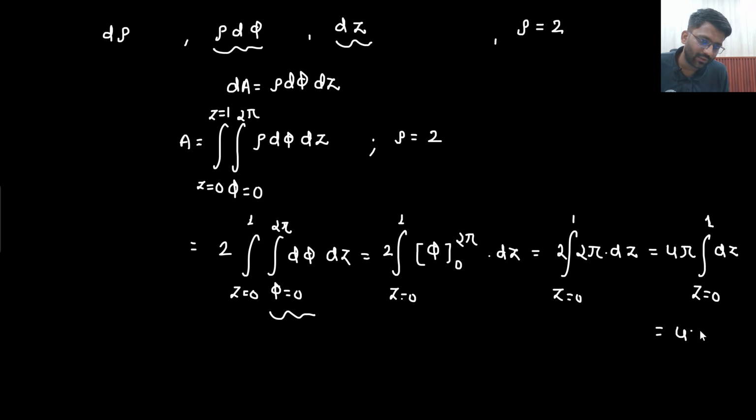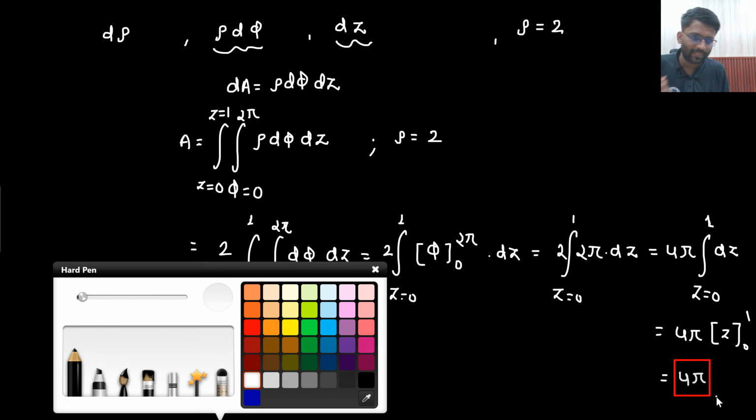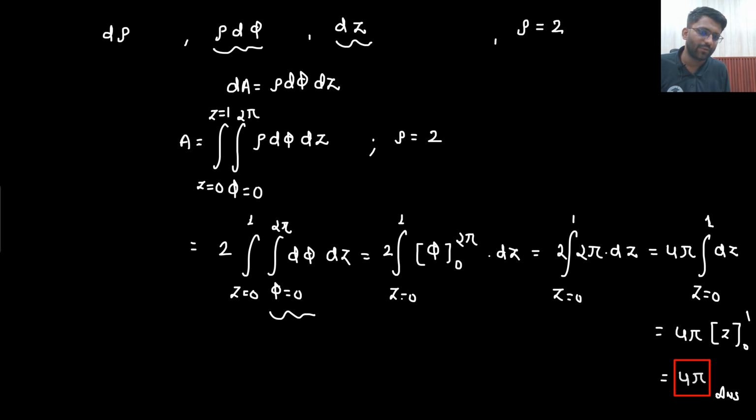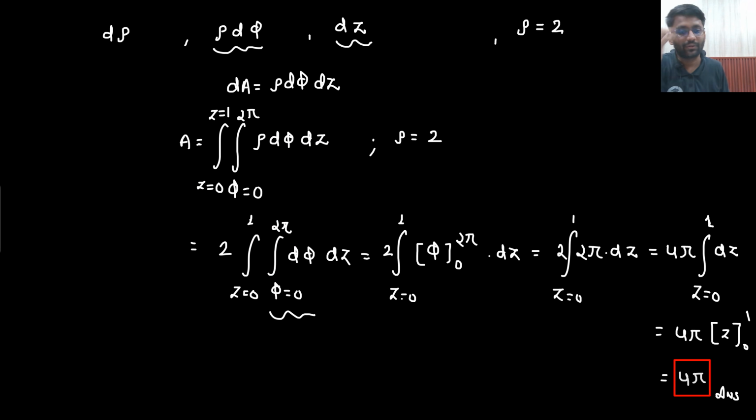So the integration of dz would be nothing but z, going from 0 to 1. So what will be the answer? 4 pi will be the answer. So what is the answer? 4 pi unit square. Here also the answer is 4 pi unit square.